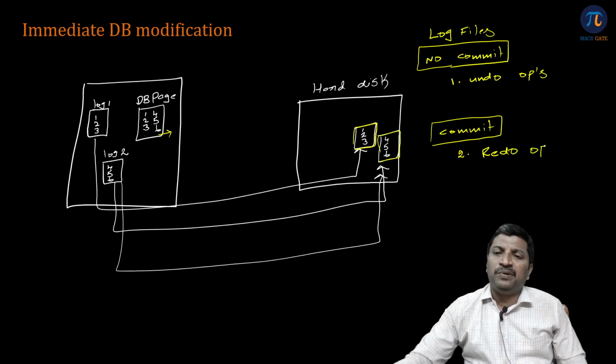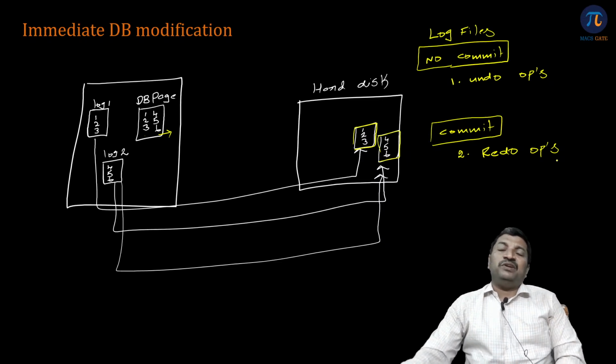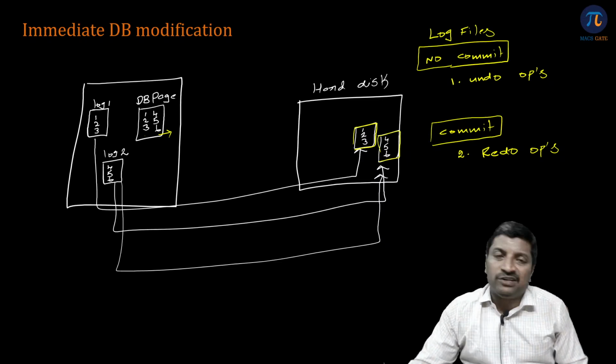We will redo the operations. So for every transaction, if there is no commit, I will undo. If there is commit, I will redo. That's it. Previously, whenever there is no commit, we forget about it.